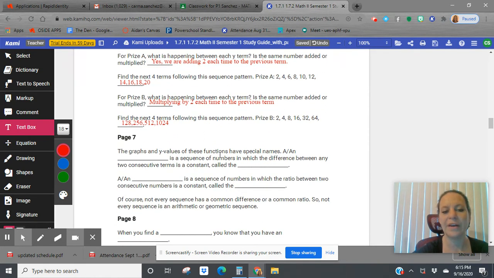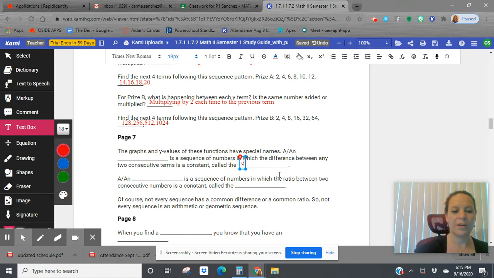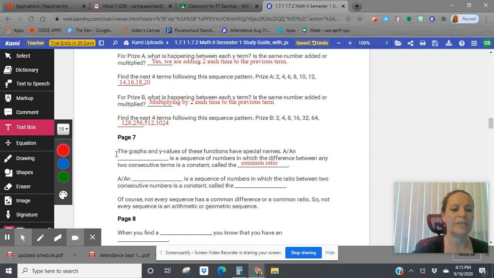The graphs and y values of these functions have special names. A blank is a sequence of numbers in which the difference between any 2 consecutive terms is a constant, called the common ratio. Well, this is known as our arithmetic sequence.